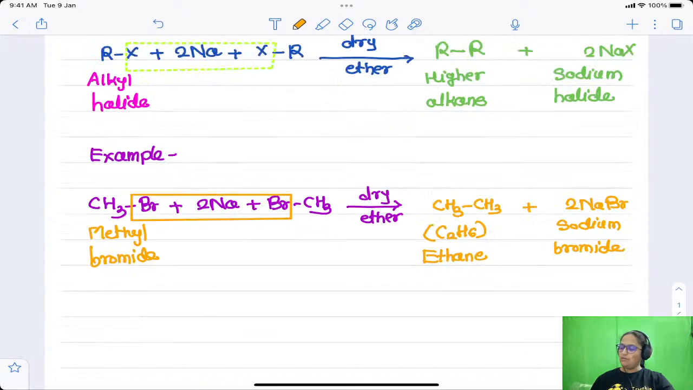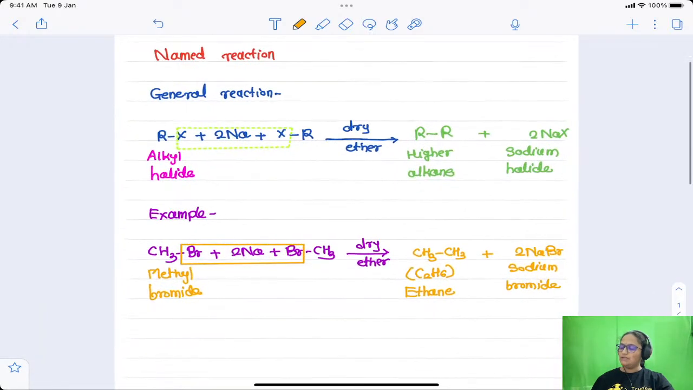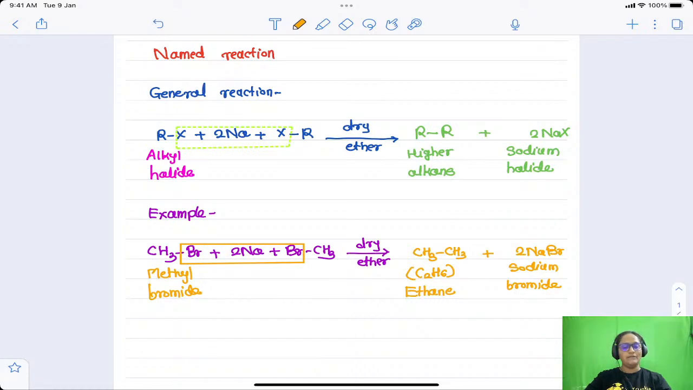Now just take a screenshot of this general reaction first of all, and then we will see the next mechanism of this reaction, and then again some examples.